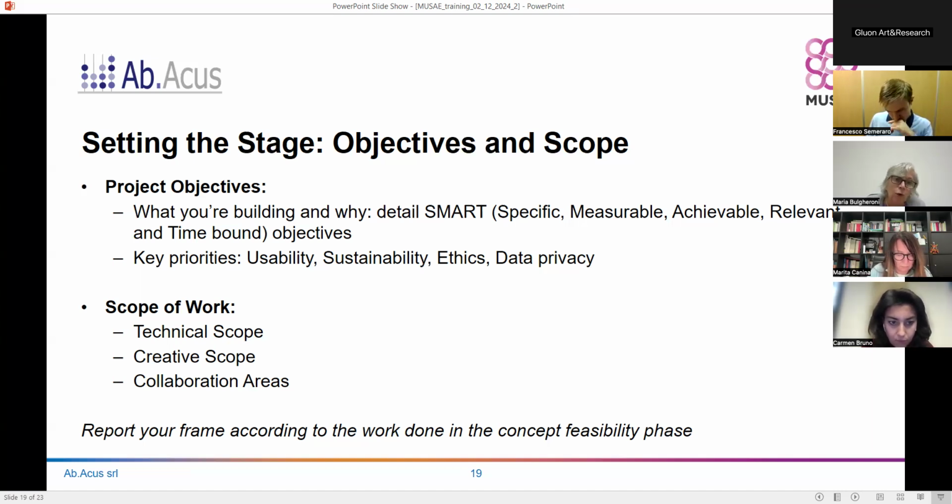Also, you are working in a couple. You have a technical and a creative scope. So you will have a part of technical work and a part of creative work, but you also have the need to collaborate. So the work plan should be more or less the output of what you will do in this period of concept feasibility. Next, Francesco.